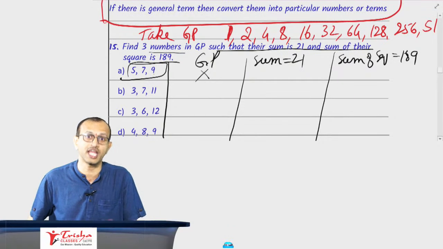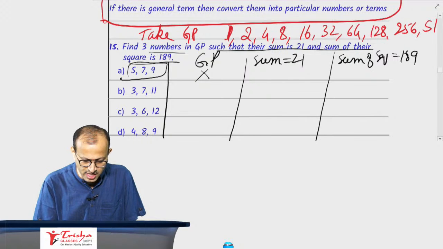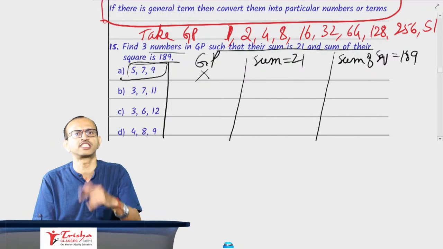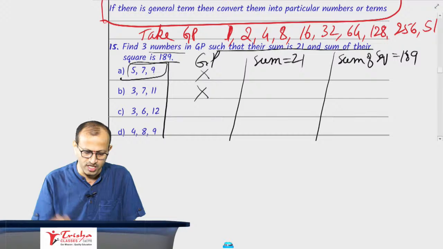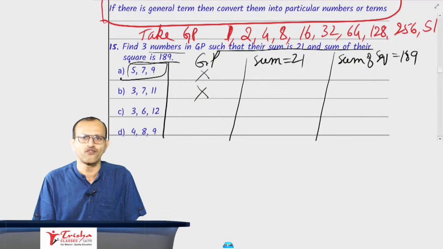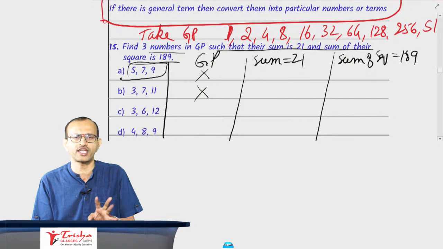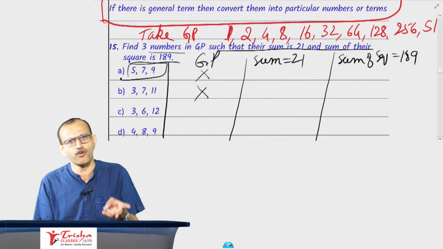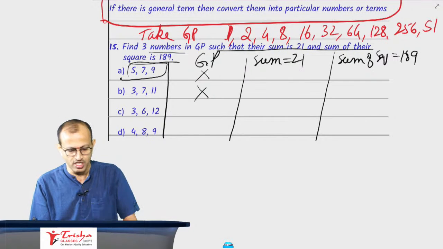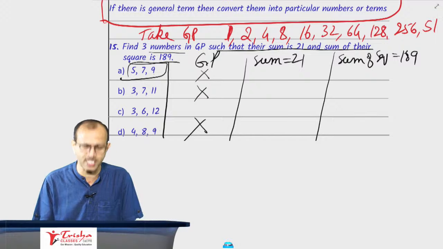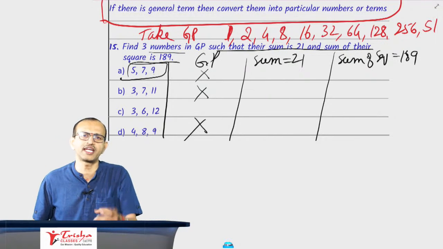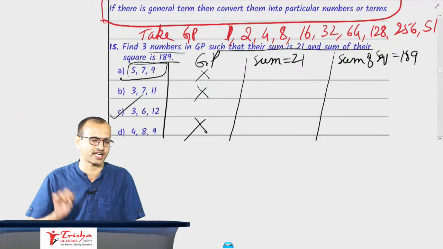It is in AP. Missed out. Gone. 3, 7, 11. Difference for difference, so it is in AP, not GP. Gone. 4, 8, 9. 4, 8, the difference is 4, then 1. So it's not AP. 4 2s are 8, 8 2s are 16, but it is coming 9 here. D is also not correct. A delete, B delete, D delete, only one left, C is correct.